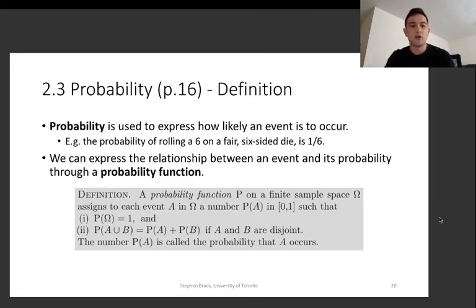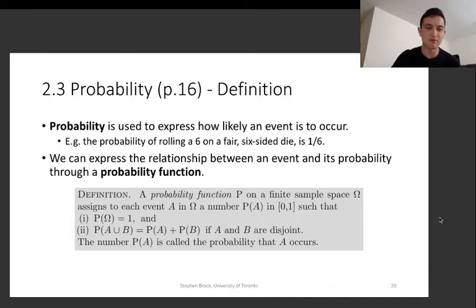So moving on to section 3, which is probability. Probability is used to express how likely an event is to occur. So the probability, for example, of rolling a 6 on a fair 6-sided die is 1/6. We can express the relationship between an event and its probability through what is called a probability function.